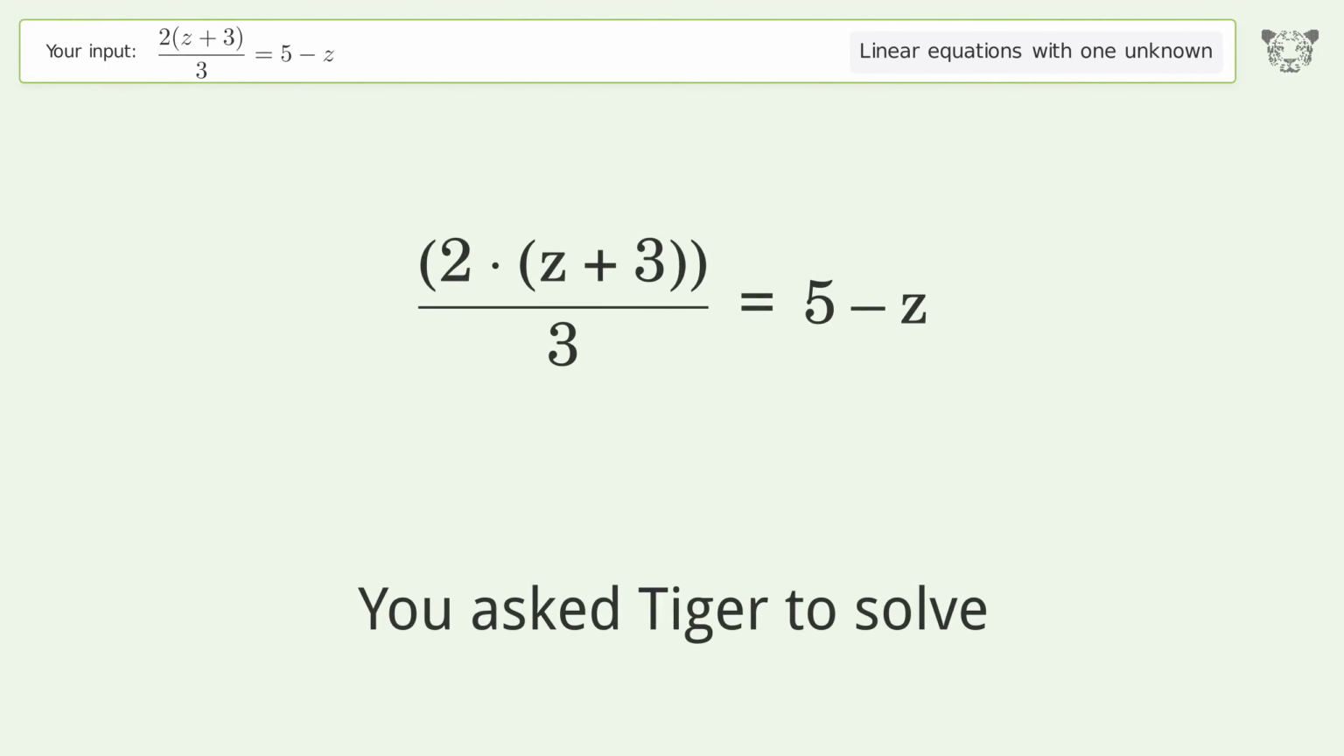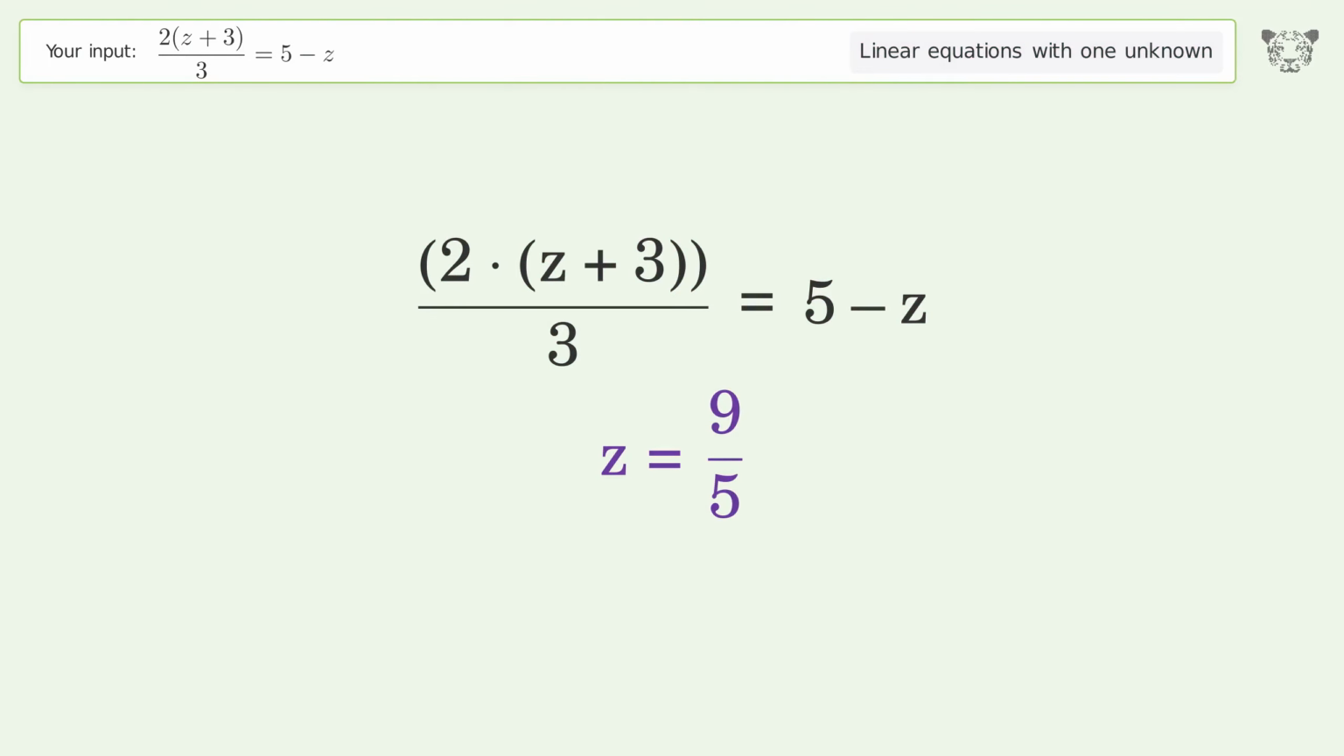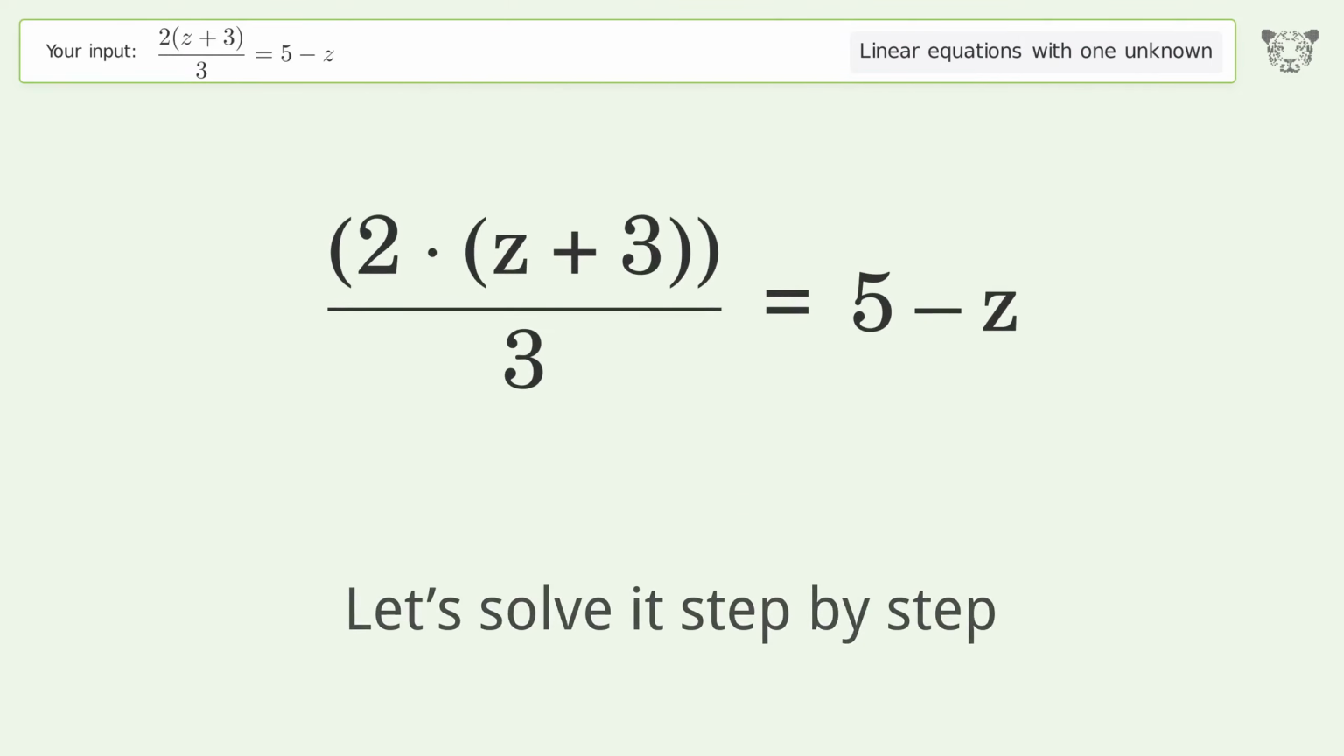You ask Tiger to solve. This deals with linear equations with one unknown. The final result is z equals 9/5. Let's solve it step by step.